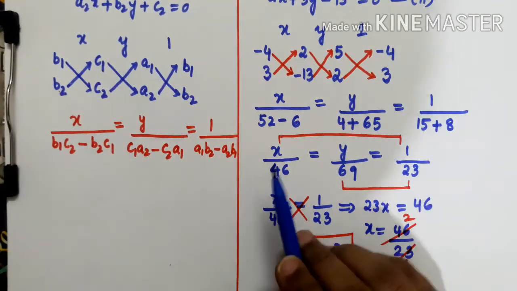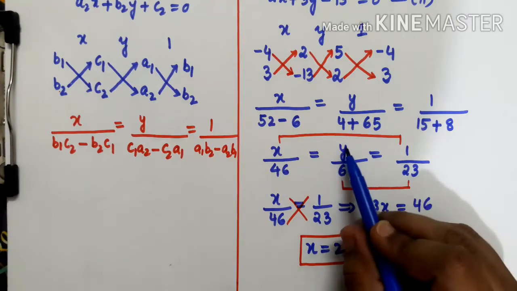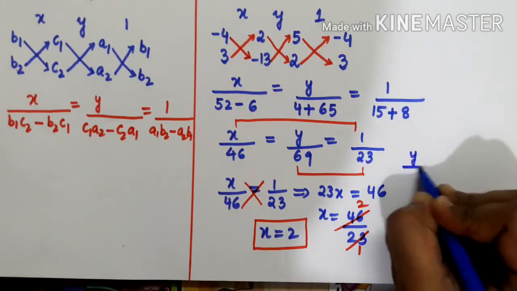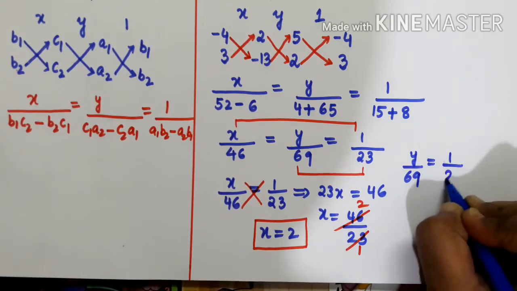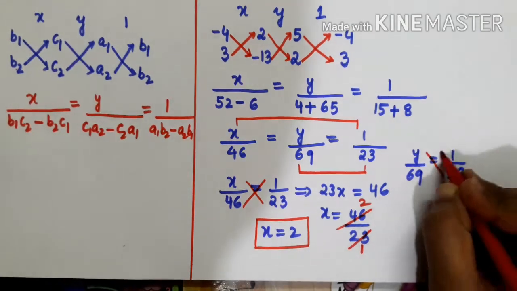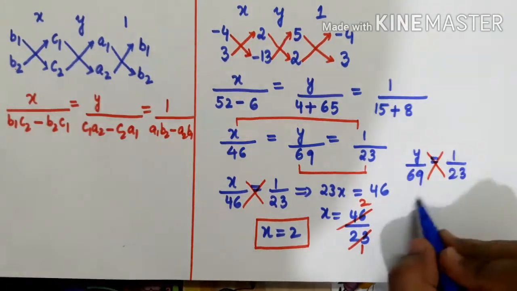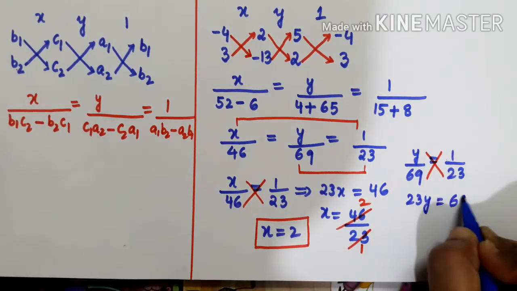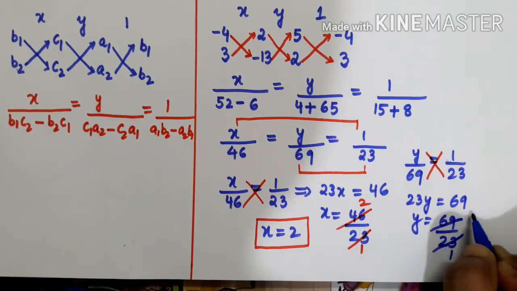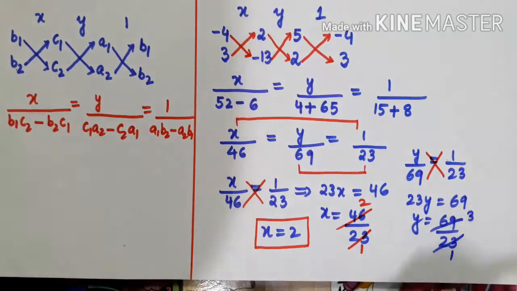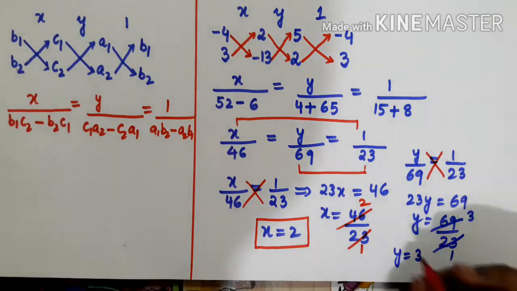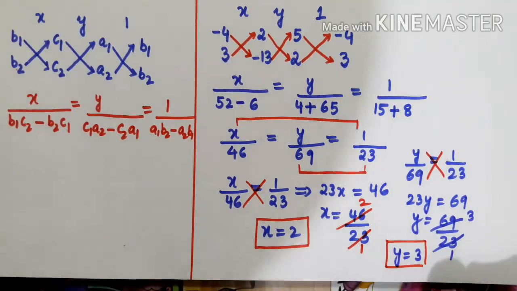Now next one is y by 69 equals to 1 by 23. Again you need to do the cross multiplication. 23y equal to 69, y equals to 69 by 23, which will give you 23 1s are 23, 23 3s are 69. So here y equals to 3. So this is how you will get the values of x and y.